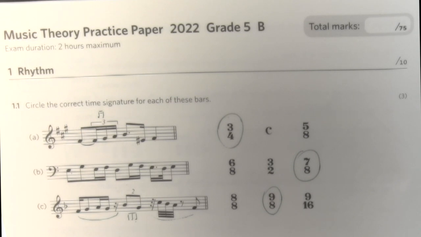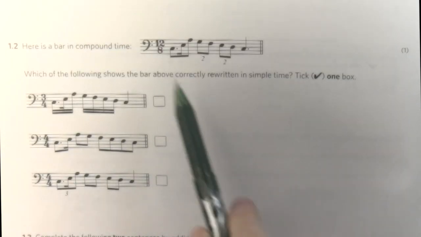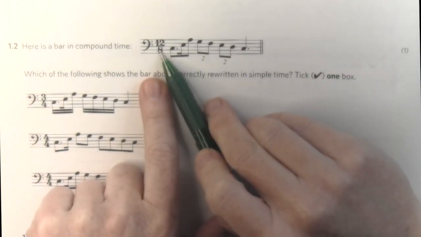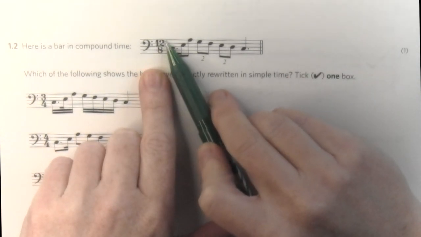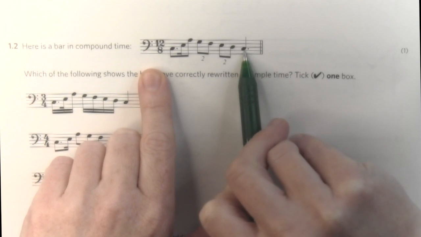Excellent. Next question. In the second question, we are asked to tick the box that shows this bar correctly rewritten in simple time. First, let's start with the time signature as ever, because we need to understand what to look for, what to count, and how to count. What is the counting value? So we have 12/8. That means 12 quavers divided in 3. So we have 1, 2, 3, 1, 2, 3, 1, 2, 3, 1, 2, 3.